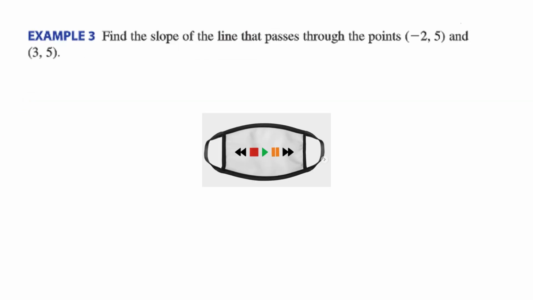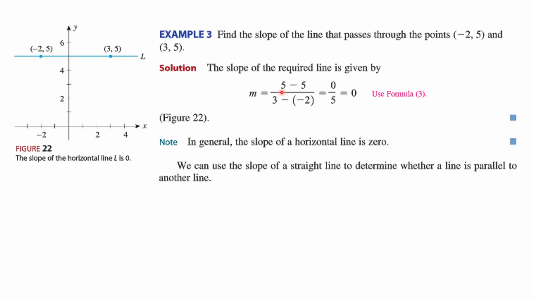Here I'm asking you to find the slope of the line that passes through the points (-2, 5) and (3, 5). You know what to do. Let's see how you did. And you pick the points this way, and you subtract, and you find the slope is 0. When you look at the graph, you see that since the y coordinate is the same on both of these, it is a horizontal line. In general, the slope of a horizontal line is going to be 0.